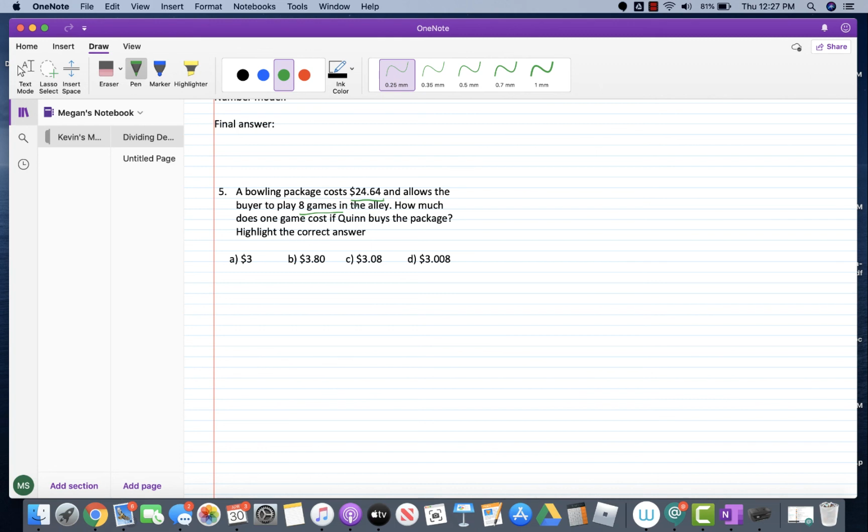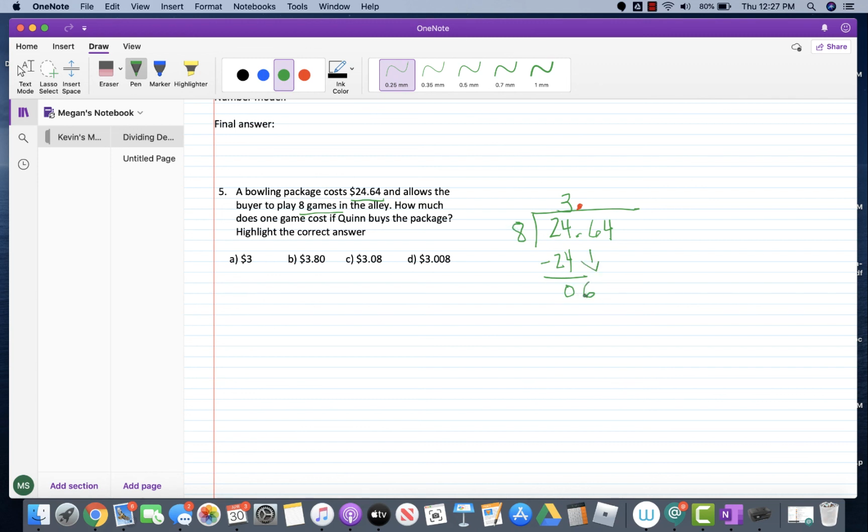Highlight the correct answer. Well, I know her total cost is $24.64. And the question is asking me to determine how much each game costs if she plays 8 games. So we go through our steps. 8 goes into 24 3 times. We bring down our 6.